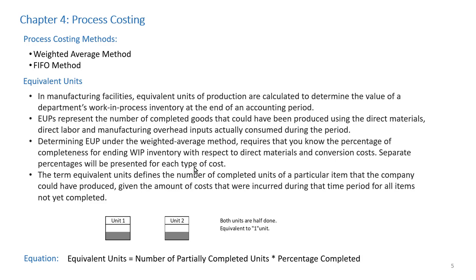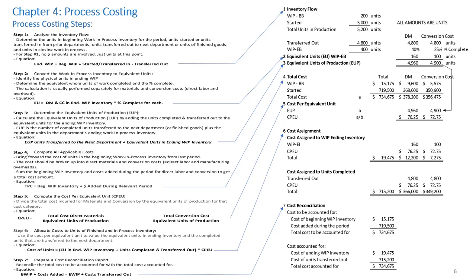The term equivalent units defines the number of completed units of a particular item that the company could have produced given the amount of costs that were incurred during the time period for all items not yet completed. Understanding equivalent units of production is key to understanding process costing. The best way to understand equivalent units of production is to do drills or work an example. This slide links the process costing steps to a completed comprehensive problem for process costing.